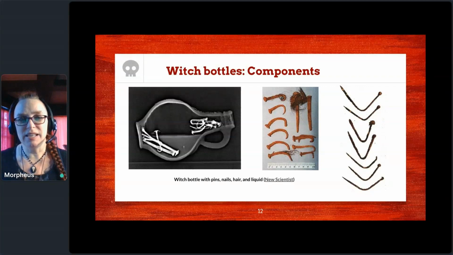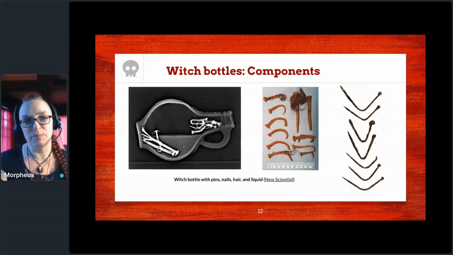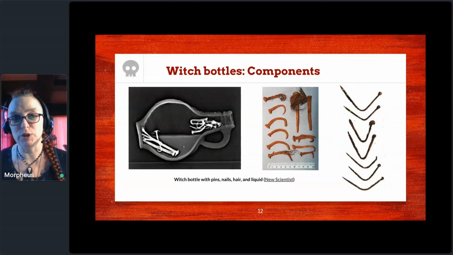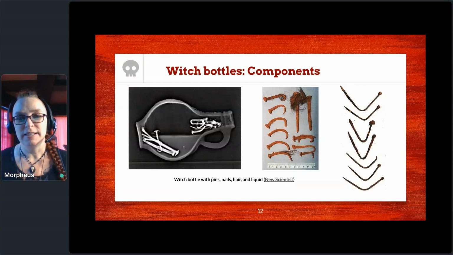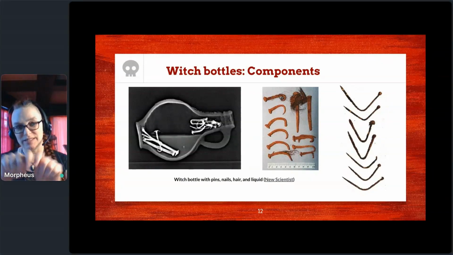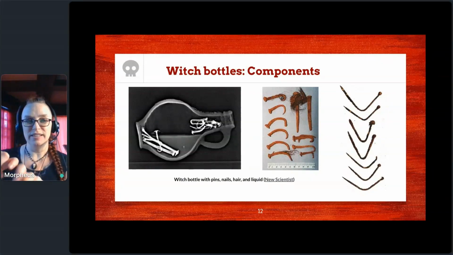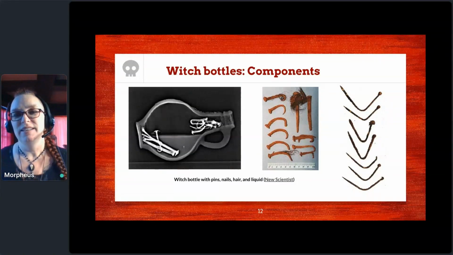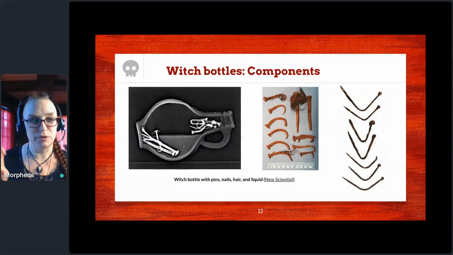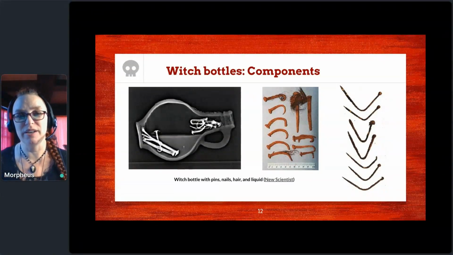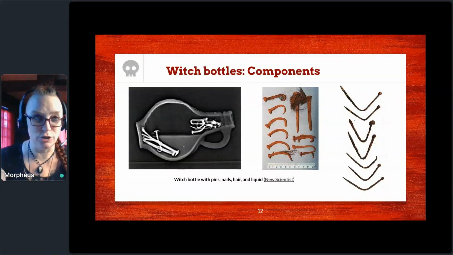You can see these other examples are images of items that were pulled out of witch bottles. You can see that the nails and the pins have been bent. You can see some of them are bent to the same angle, so they were held in a group and bent in order to spiritually kill that object so that it's in there as a ghost pin.